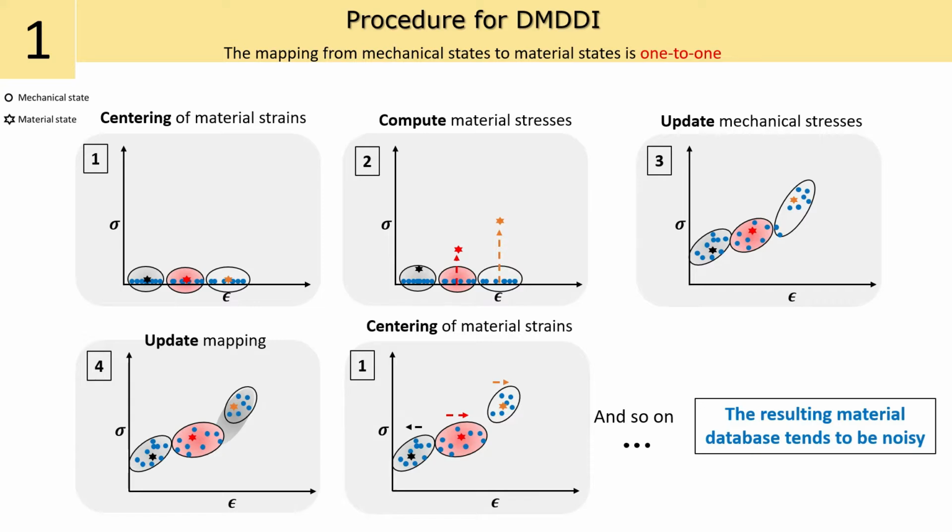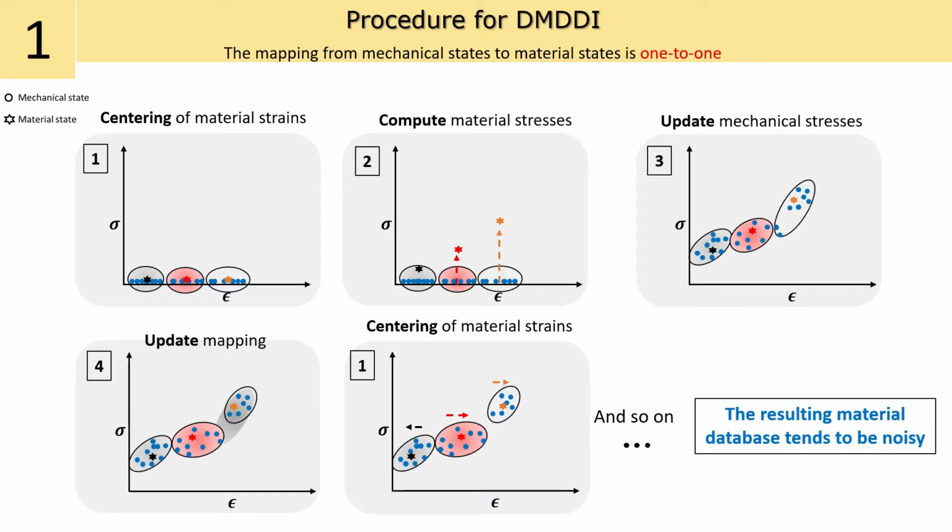And in detail, the procedure of the DMDDI solver is as follows. First, we decide the number of material states that we want from the solver, and based on that, we cluster our mechanical strains into different groups, and we place material strains at the center of them. Then in the second step, we compute material stresses for the material strains that we've computed at the first step.